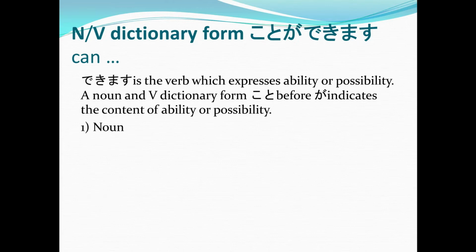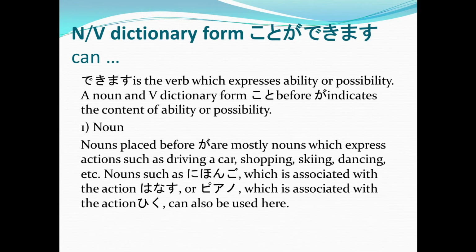So let's discuss first using the noun koto ga dekimasu. Nouns placed before ga are mostly nouns which express actions, such as driving a car, shopping, skiing, dancing, and so on. Nouns such as nihongo, which is associated with the action hanasu, or piano, which is associated with the action hiku, can also be used here. Let's take a look at our example.